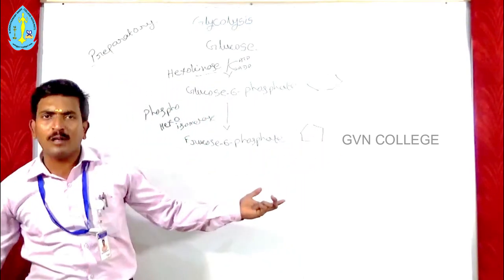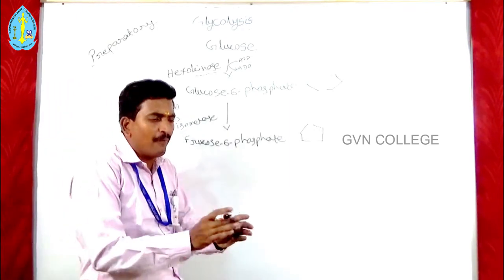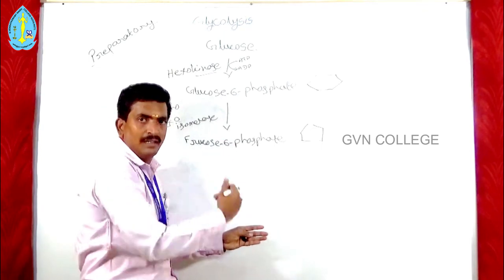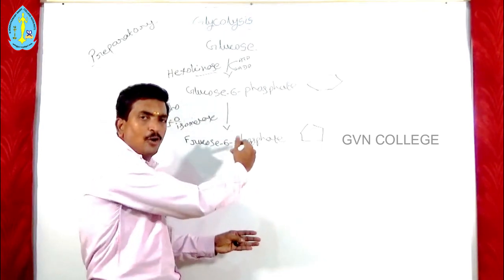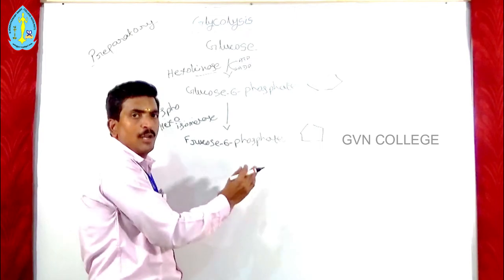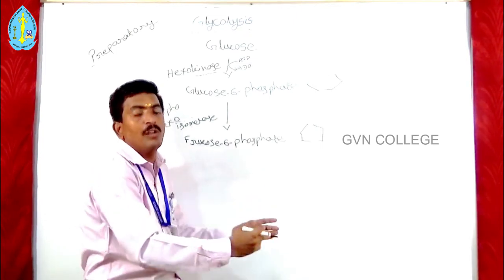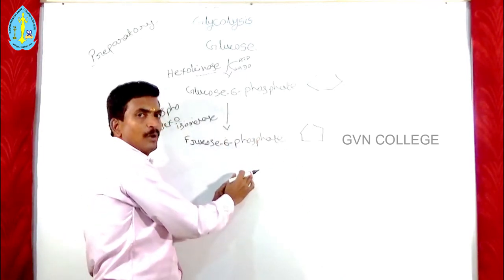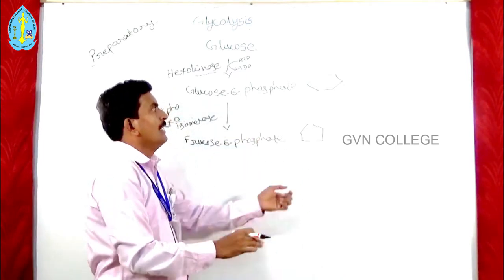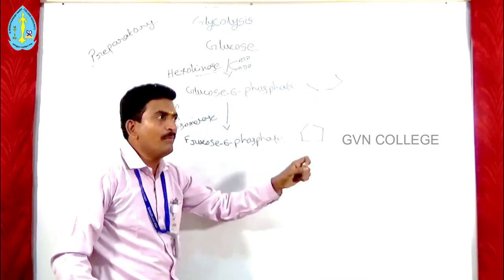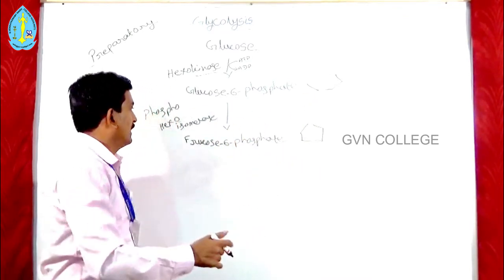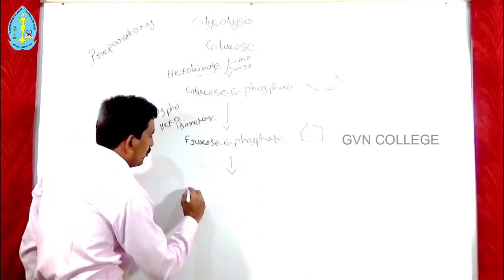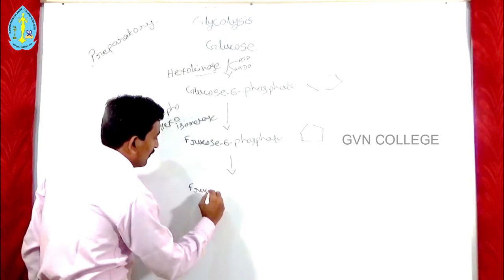Why is glucose 6-phosphate converted into fructose 6-phosphate? For easier breakdown in the further process. In further biochemical reactions, the fructose 6-phosphate is broken down into some other compounds. For that, the glucose 6-phosphate is first converted into fructose 6-phosphate. Then the fructose 6-phosphate becomes fructose 1,6-bisphosphate.